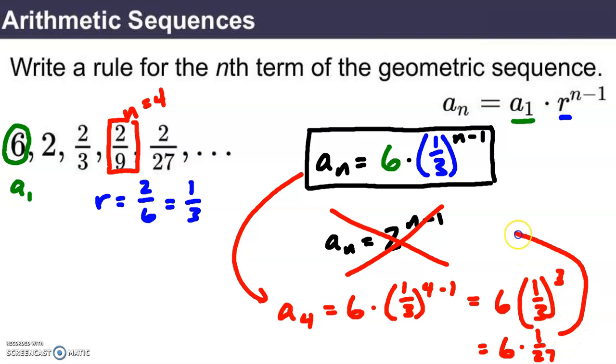So I get 6/27. Does that reduce to 2/9? Yes, it does. We've got it.